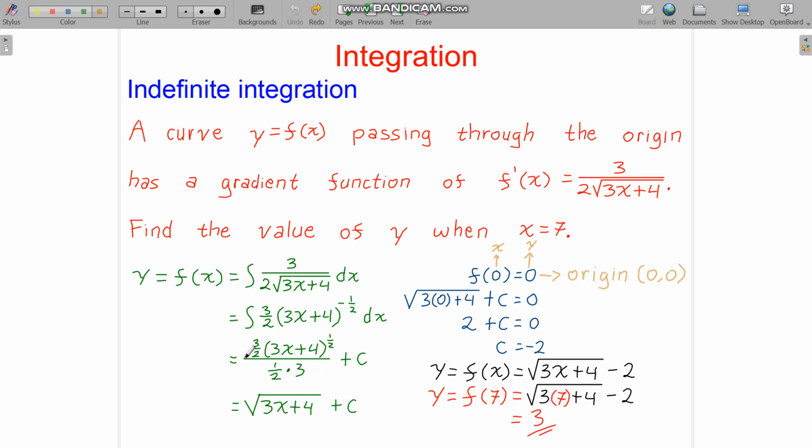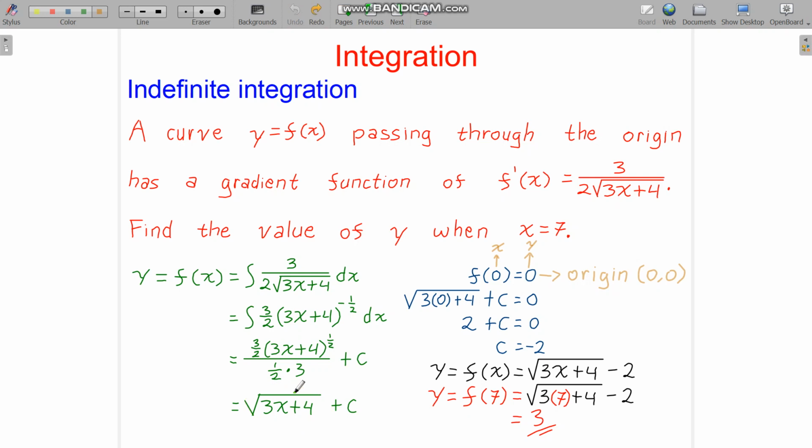And now we use division line, rewrite everything. The new power is 1/2, divide by the new power, divide by 3 as well from here, and after simplifying everything, we get the square root of 3x plus 4 plus c.